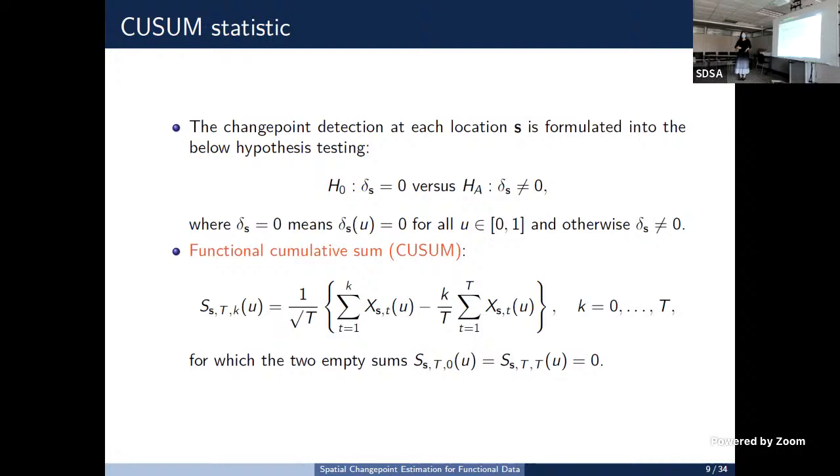Then I need to introduce the functional cumulative sum. The formula looks like this. K is the time point. In the temperature data, it means the year. So K can take values from zero to capital T. Following this formula, we can see this is the sum of the first K functional data minus K over capital T times the average, like the mean function of all the functional data. After the calculation for each k, we get a function of u. And following the definition, when k is zero or capital T, it is exactly a zero function.